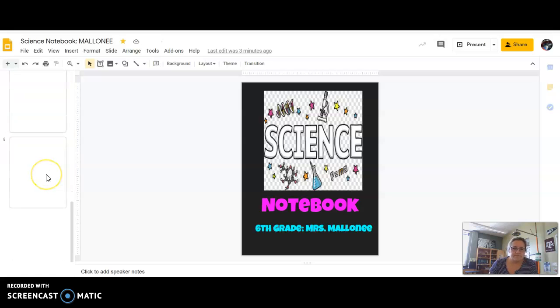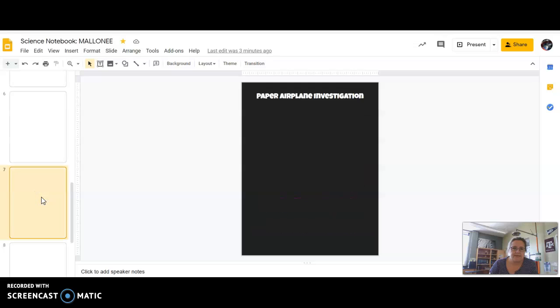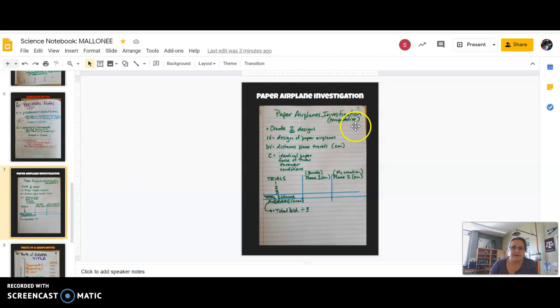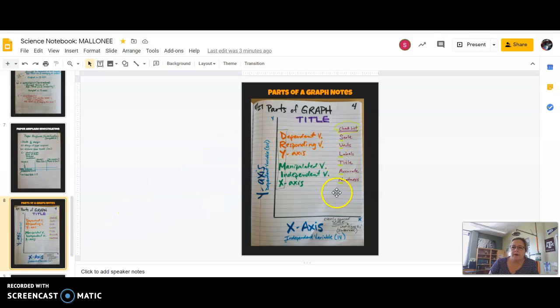If I scroll down, you'll see that I added, well, that was my data chart from the other day. That should be totally filled in. I did 3 trials for each of my planes. I totaled up the distance it traveled and divided by 3 to get the average. Okay, and we're going to be graphing the average for plane 1 and plane 2. So make sure this is completely done before you try to start doing your graph. But we also have our parts of a graph notes.